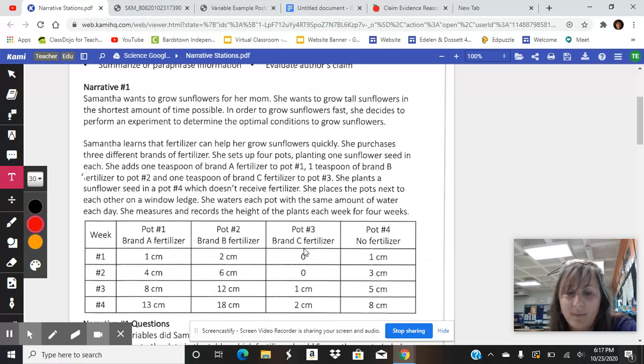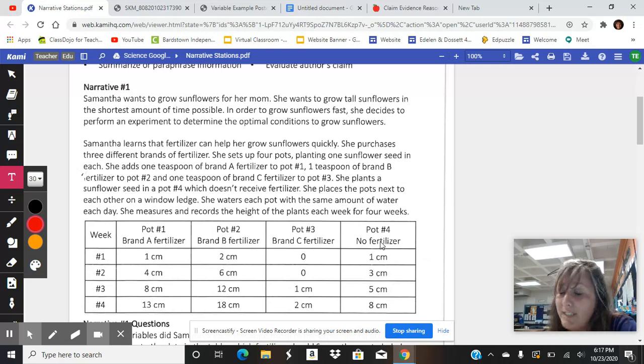Now pot number 3, bless his heart, brand C fertilizer. He didn't grow very much at all. In weeks 1 and 2, he didn't grow. In week 3, he was 1 centimeter. And in week 4, he was just 2 centimeters. So do you think that fertilizer works very well? No, I don't think so.